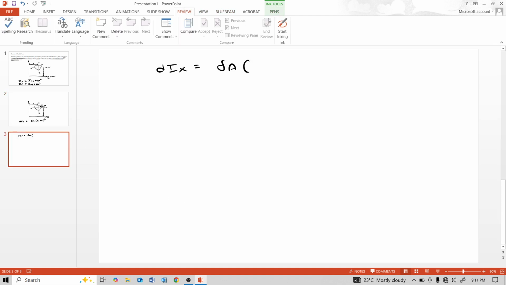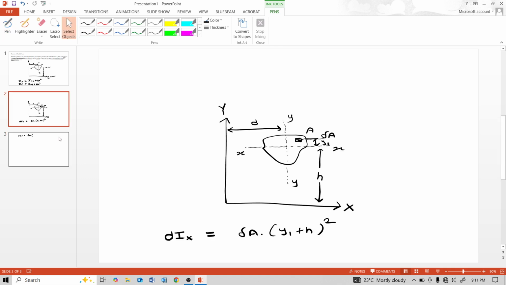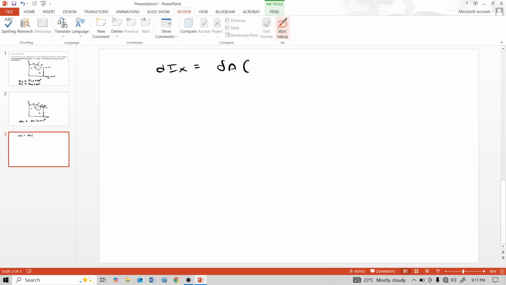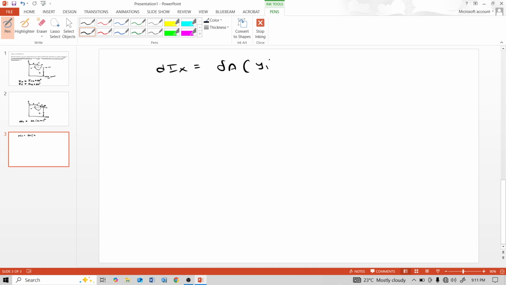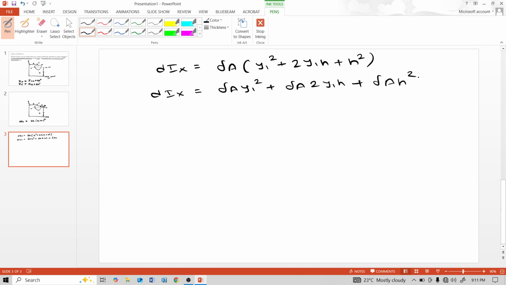dIx is equal to delta A into y1 plus h whole square, that means y1 square plus 2 y1 h plus h square. So dIx is equal to delta A y1 square plus delta A 2 y1 h plus delta A h square.